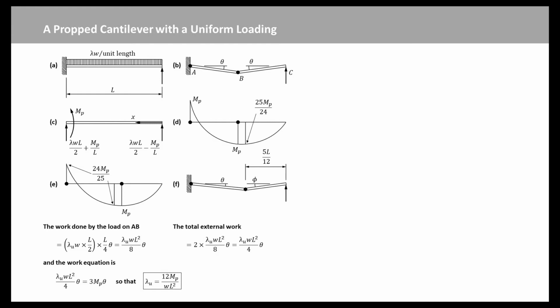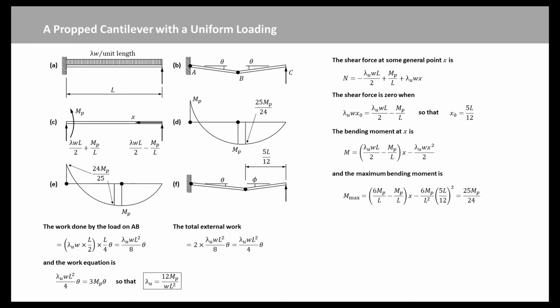From the reactions in figure C, the shear force at some general point x is given by this equation. Substituting lambda u into this equation, we know the value of x0, which is the position of zero shear force. The bending moment at A is this M equation, so that the maximum bending moment can be found by substituting x0 into the M equation, and we obtain M max equal to 25 over 24 times Mp.